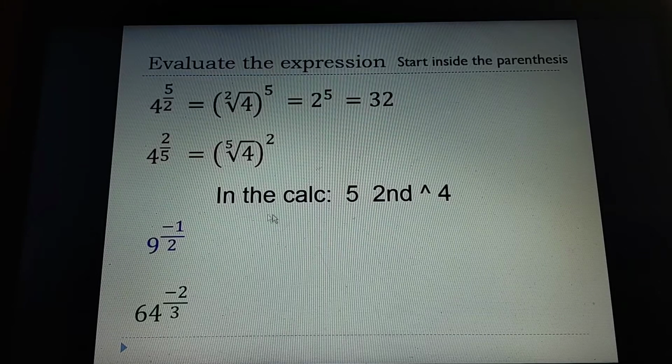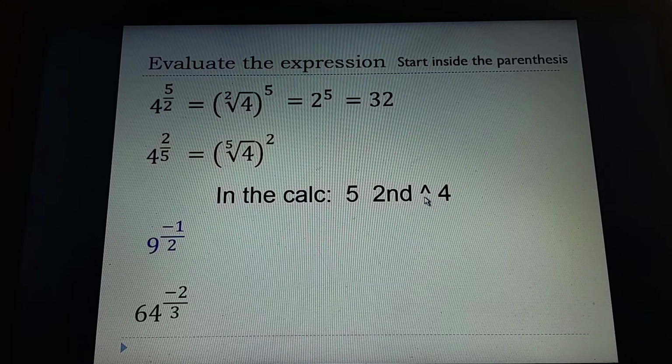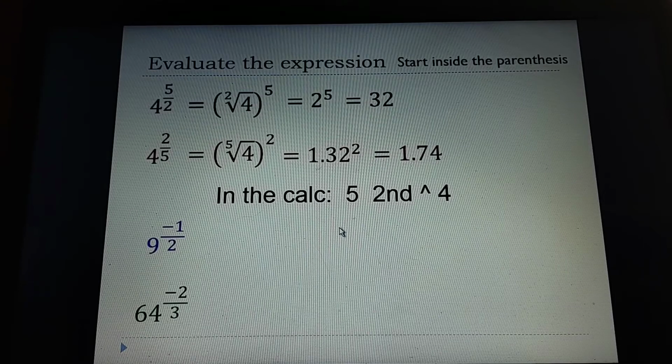To put it in the calculator, you're going to type in your index first, the 5. Then you're going to hit your second button and the little caret button, and then type in the 4, the radicand. That's going to give you the answer 1.32. Carry the squared over because you haven't done anything with that. Put this in the calculator, and you get 1.74.